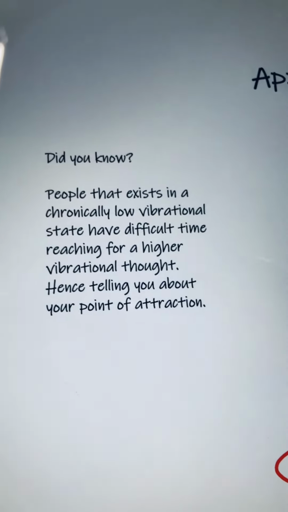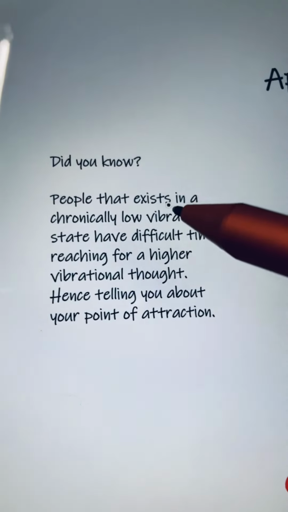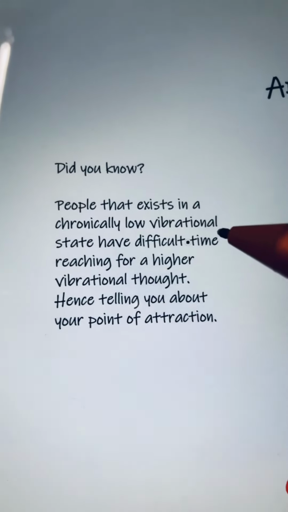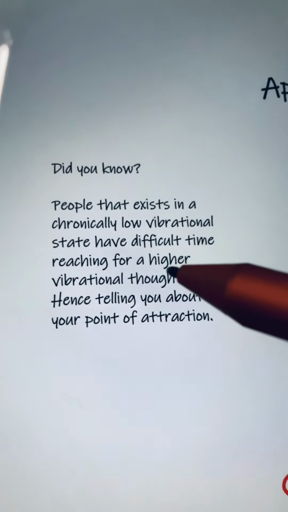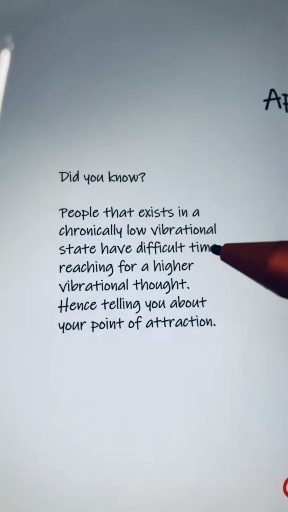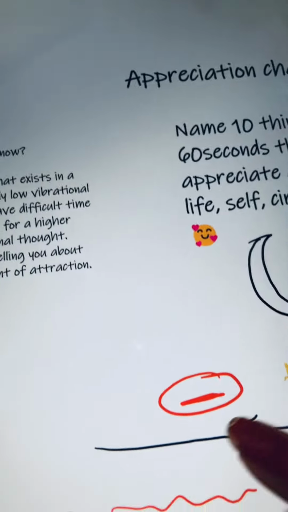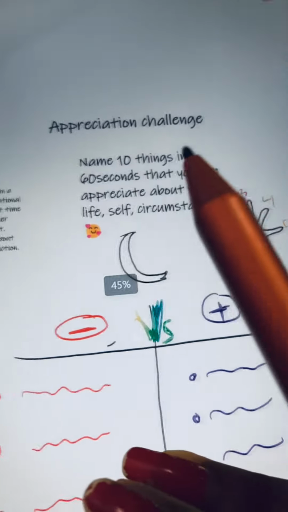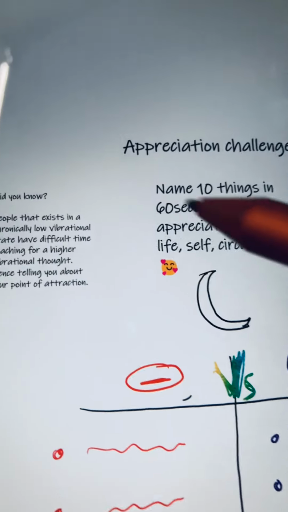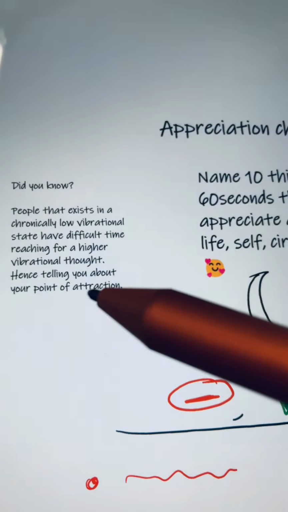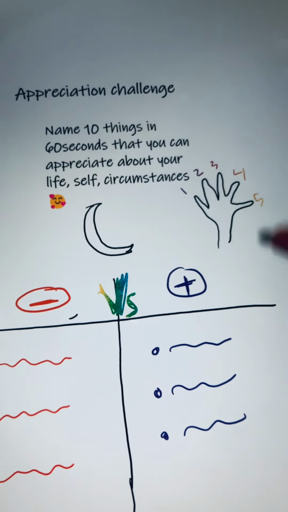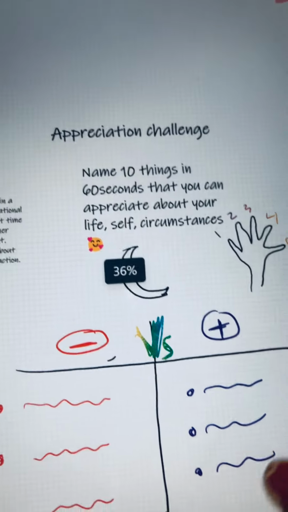How does this help? People that exist in a chronically low vibrational state have a difficult time reaching for higher vibrational thoughts such as gratitude and appreciation. So if you're having a difficulty doing this exercise in 60 seconds, then it tells you where your point of attraction is, how low your vibration is.